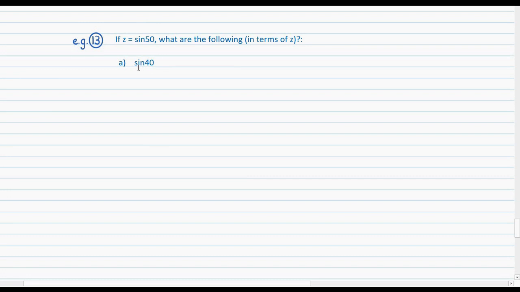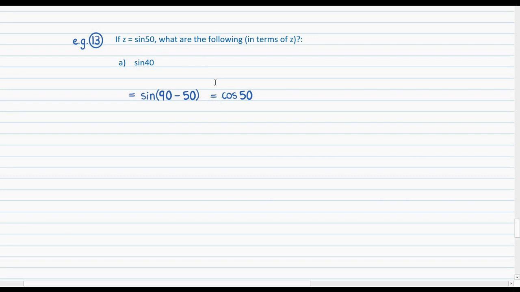So we need to see how we can link this to sine 50. So first let's try to get this number to 50. The most obvious way to do this is by converting it to cos using the cofunction identity, where sine 40 is the same as sine (90 minus 50), which is just equal to cos of 50.